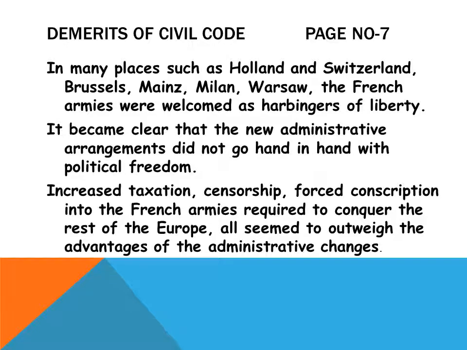Now let's see demerits of the civil code introduced by Napoleon. In many places such as Holland, Switzerland, Brussels, Mainz, Milan and Warsaw, the French armies were welcomed as harbingers of liberty. It became clear that the new administrative arrangements did not go hand in hand with political freedom. Increased taxation, censorship, and forced conscription into the French armies all seemed to outweigh the advantages of the administrative changes.